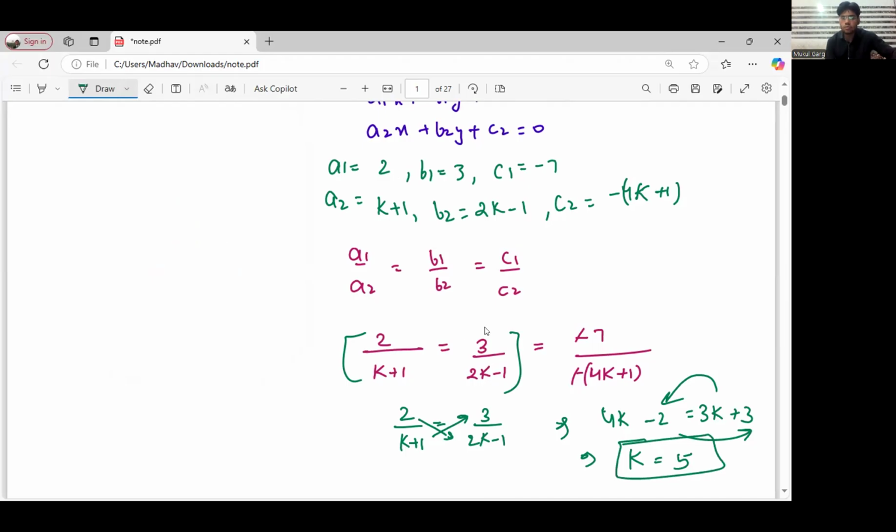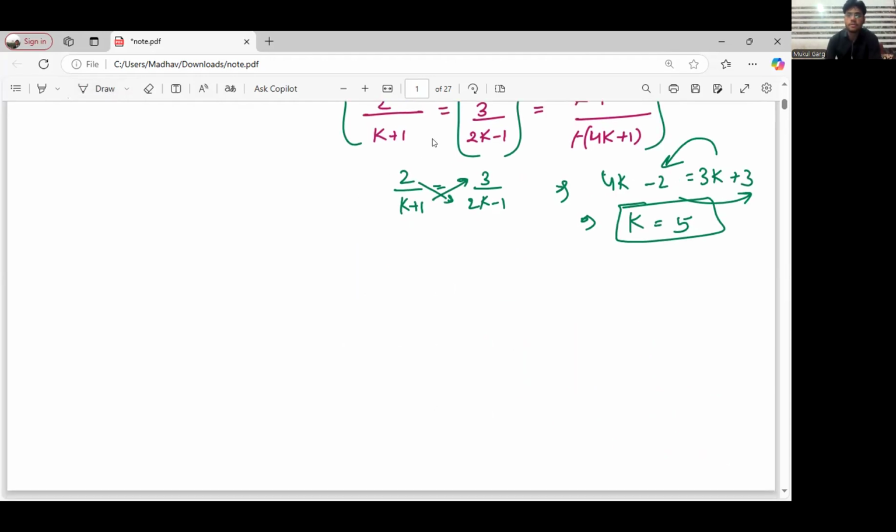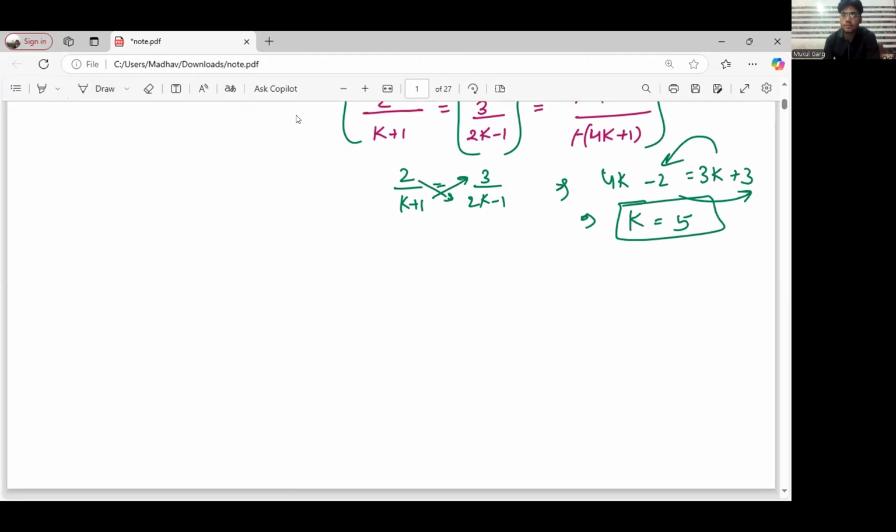You can take any two of the ratios in order to solve for k. I hope this is clear to all of you. So k will be 5. That's how you will be solving for this. Okay, let's do another question.